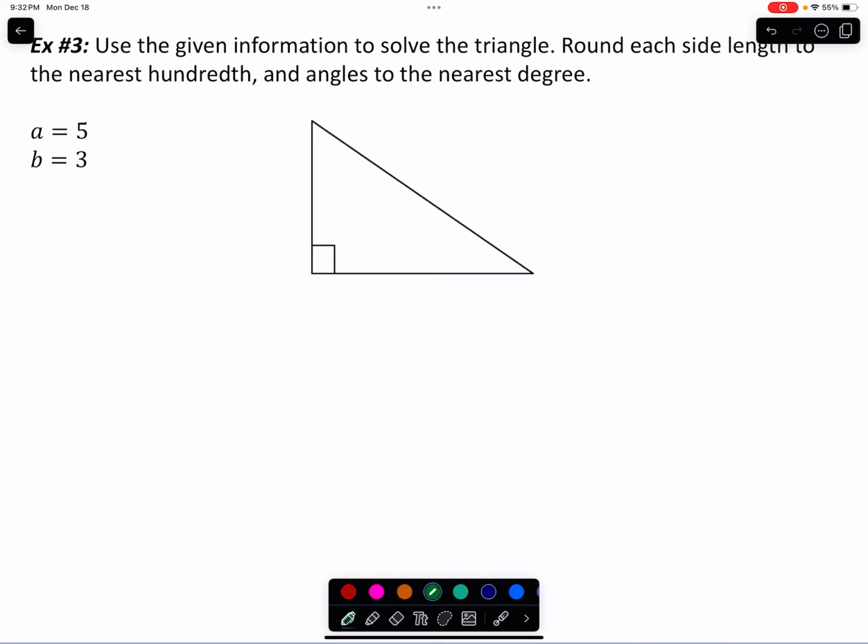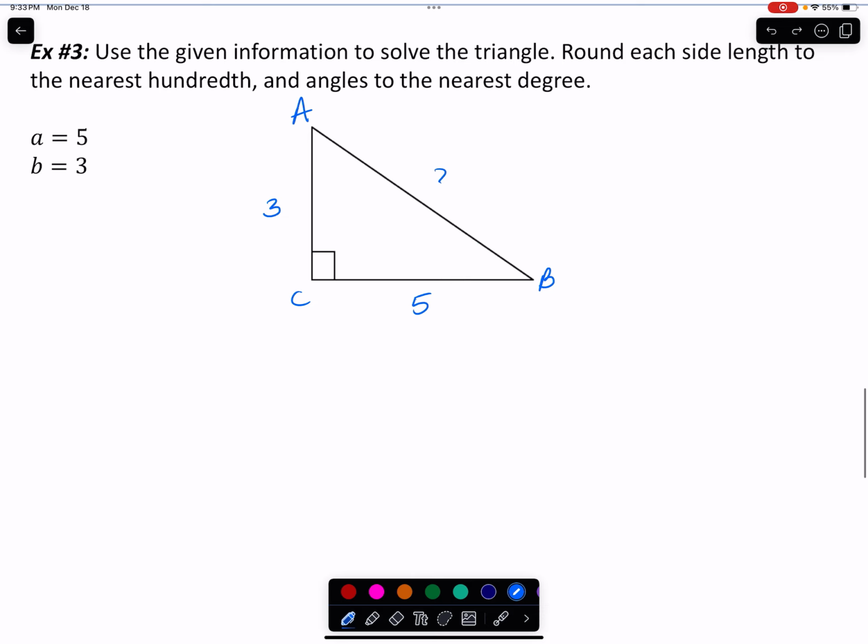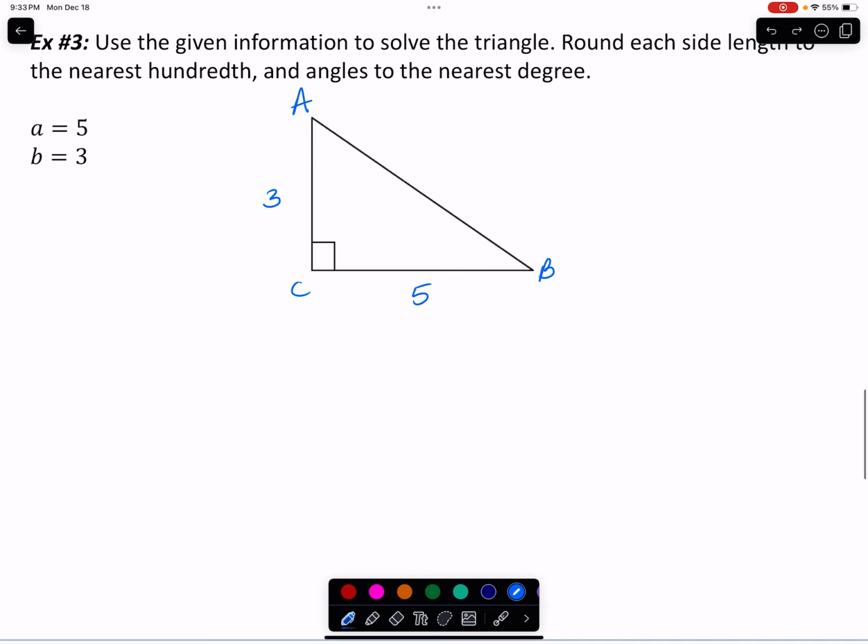So side A is 5, side B is 3. I'll call this angle A, this angle B. Again, we'll call this C the hypotenuse. So this is 5, this is 3. We need to know side C, and we need to know the measure of angle A and the measure of angle B. Those are the missing values, and that's what we're looking to find.